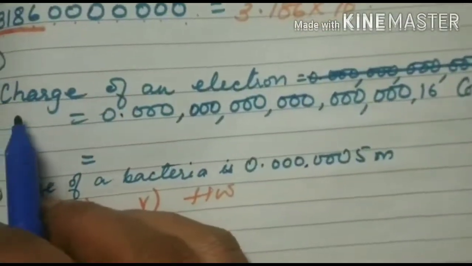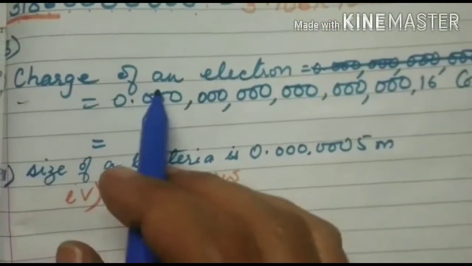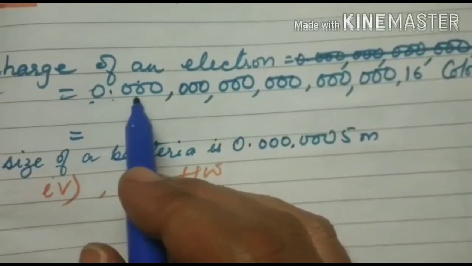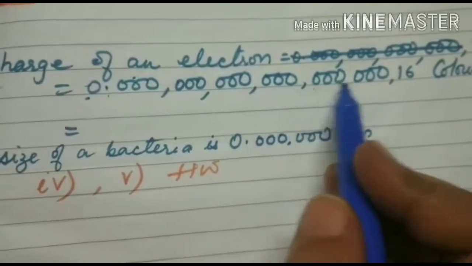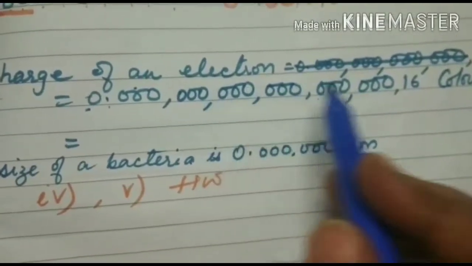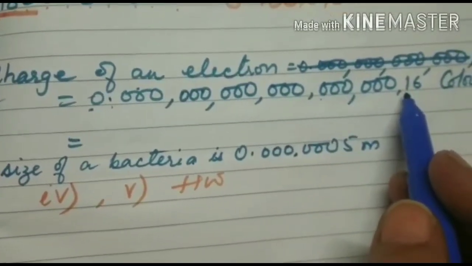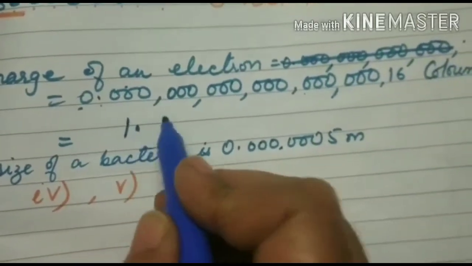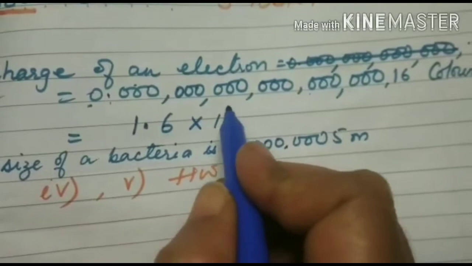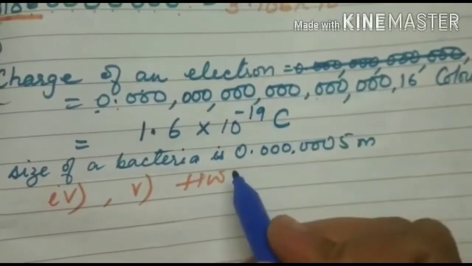Now the next question is question number 2. The charge of an electron is given as 0 point so many zeros. So 1, 2, 3, 4, 5, 6 bunches of 3, so total 18 zeros, and we place the point after 1. So 18 plus 1, total 19. So we'll write 1.6 into 10 raised to minus 19 coulombs.